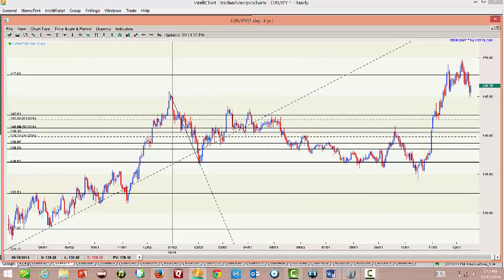And the reason being, if you zoom out, this is really tight, it's hard to see, but you just got to look at the areas of support and resistance. 142 is right here, okay?